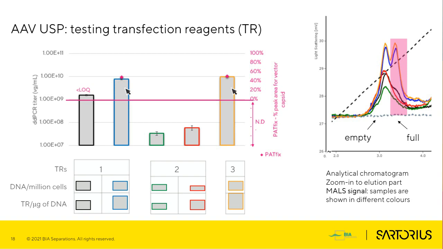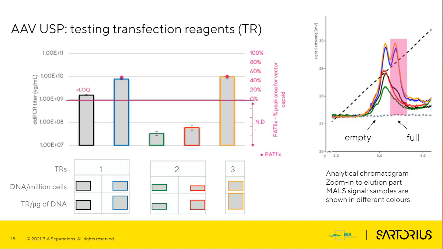So we see that they have approximately the same ddPCR titer, which is given in the gray columns, and these purple dots mark the percent of peak area for full AAV. So we see that they have approximately 50% of full AAVs, both of them.